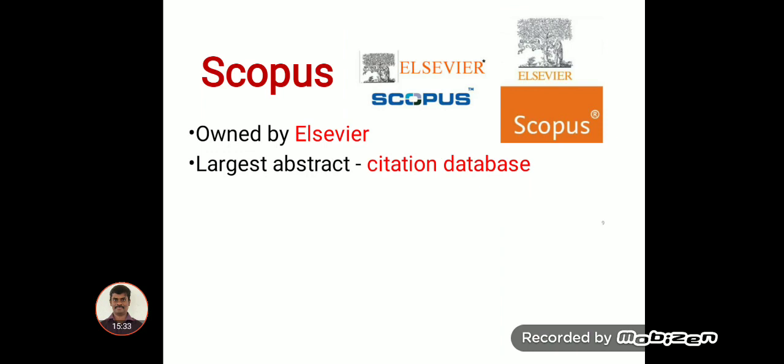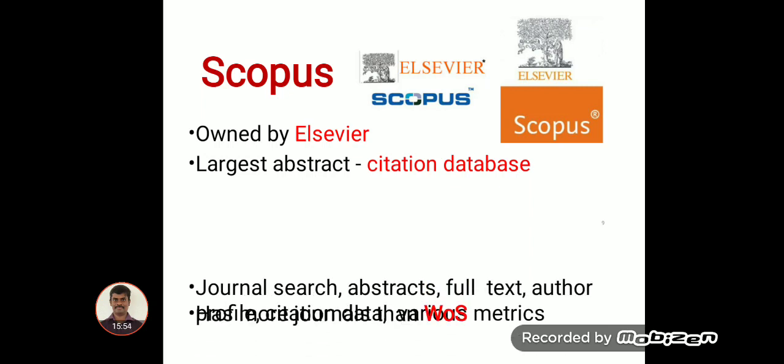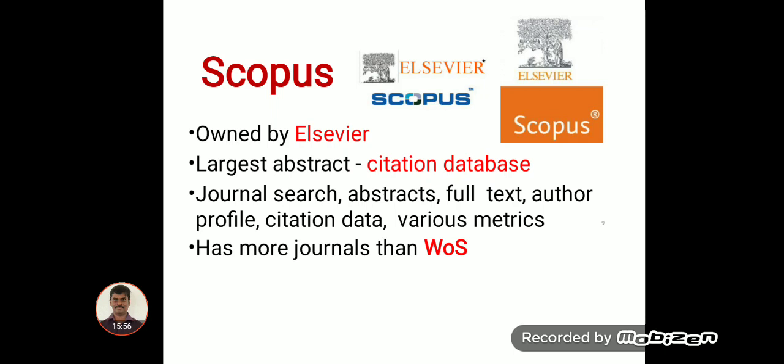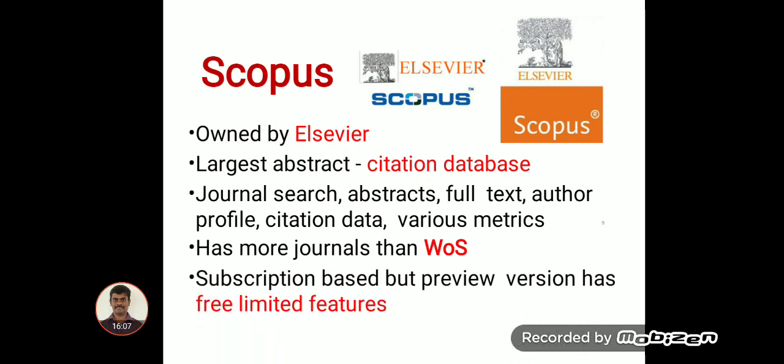So we have just seen about the impact factor, Web of Science, Journal Citation Reports, JCR, and now we move on to Scopus. Scopus is also a database which is owned by Elsevier. It's the largest abstract and citation database. It has journal search, abstracts, full text, author profile, citation data, and various metrics. It has more journals than the Web of Science. It is subscription based, but a preview version is free, though limited.